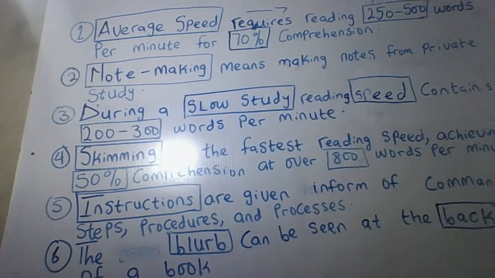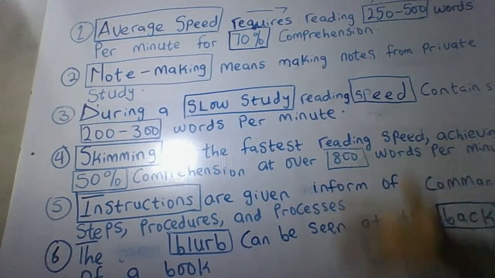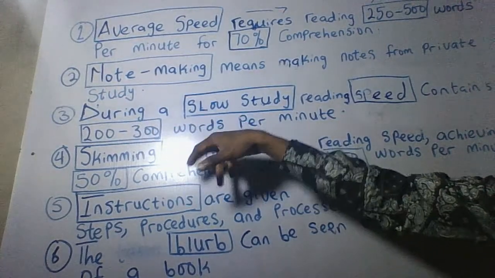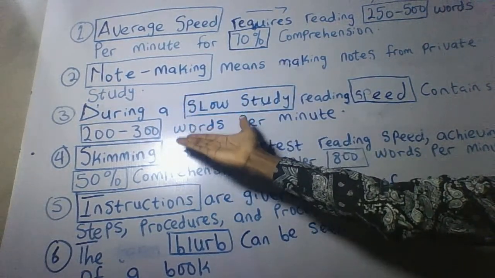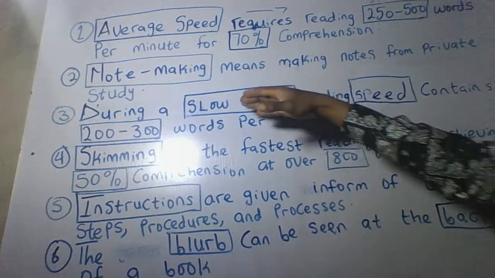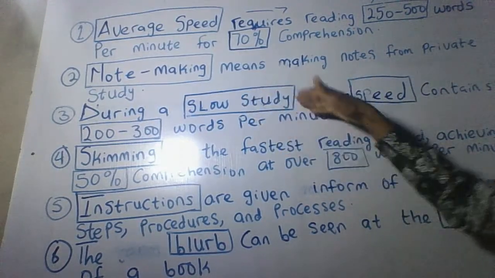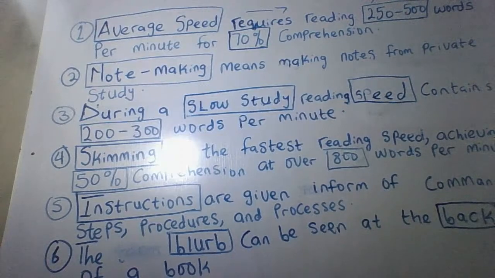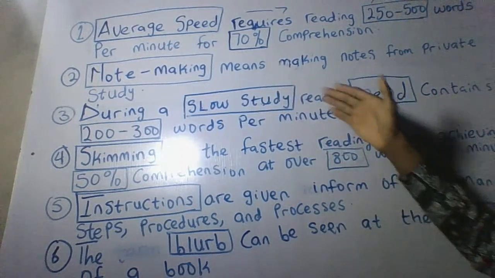Now, like I've been telling you, it might be tricky. How might the question be? They might bring this exact question, stating: a dash reading speed contains 215 words per minute. Don't forget that this is 200 to 300, and 215 is between 200 and 300 words. So you know it is slow reading speed, or study reading speed. You can as well call it slow study reading speed. They are all the same: slow speed, study speed, or slow study speed.